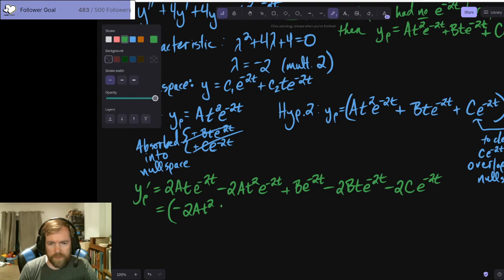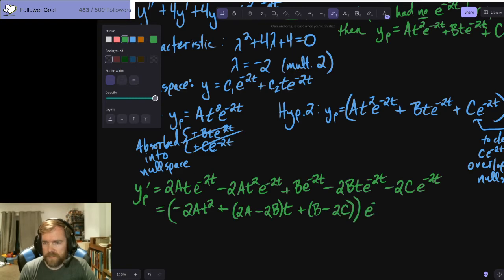All right, plus we've got a 2a minus 2b t e to the negative 2t. And then we've got a plus b minus 2c as a constant times e to the negative 2t.